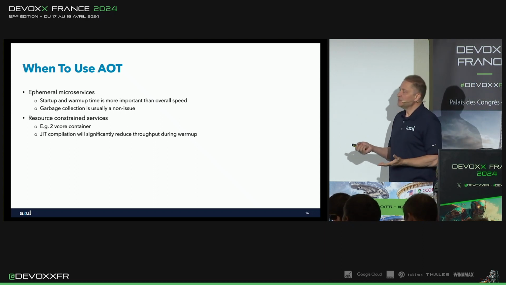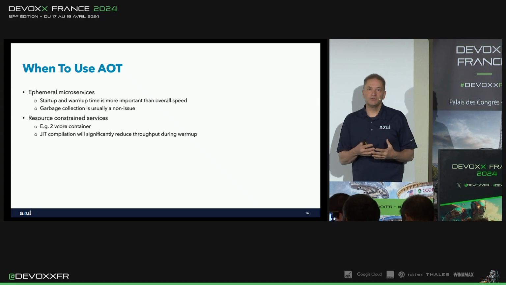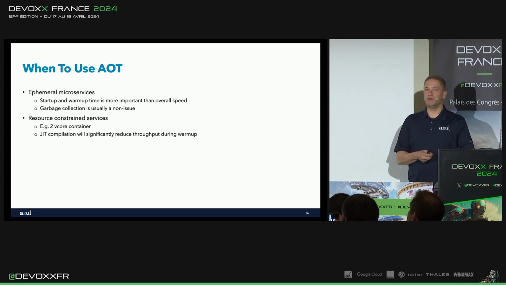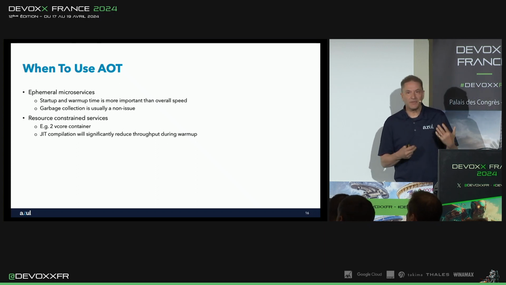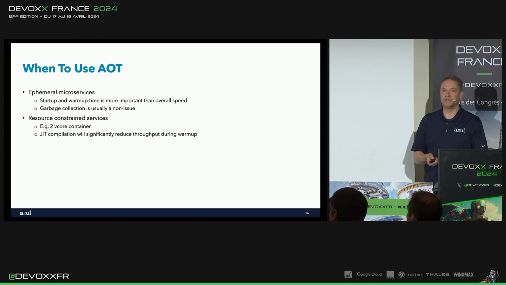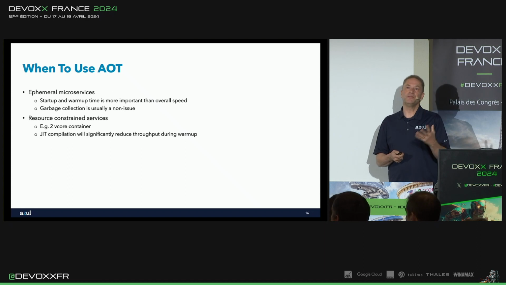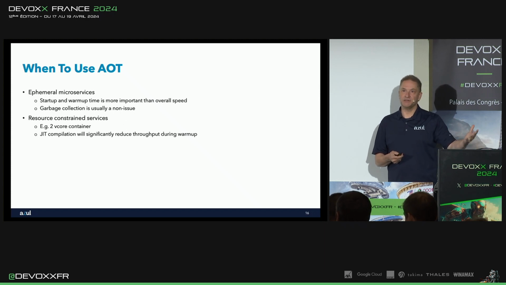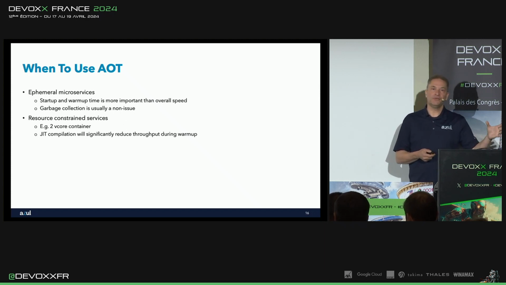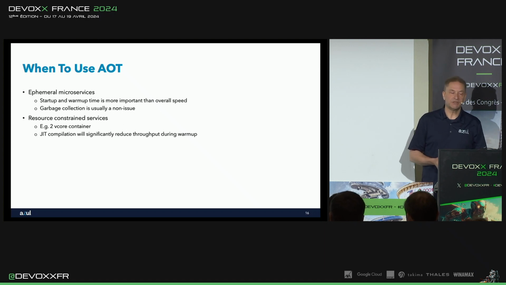The other time when this makes a lot of sense is if you've got resource constraints. If you're using a two vCore container, then you're going to find that one of those vCores has to do compilation at the beginning. That's going to halve the throughput of your application as it does that. So you may again find that for those very small services it makes a lot of sense to use AOT and GraalVM.